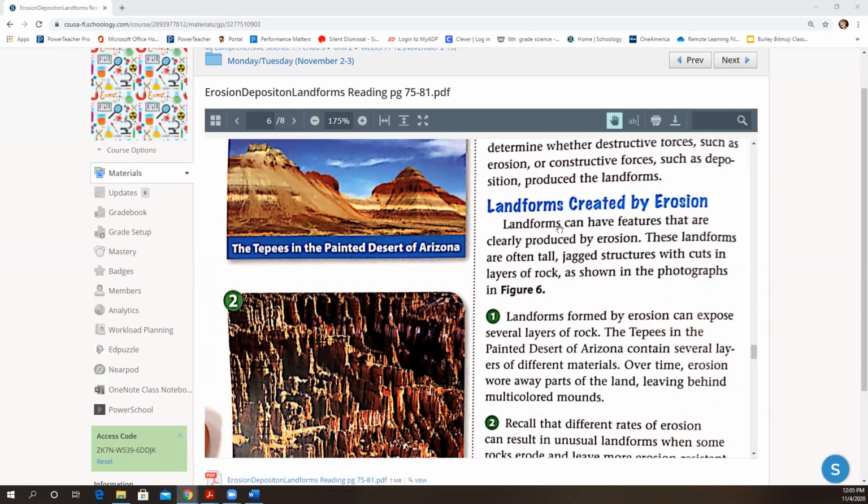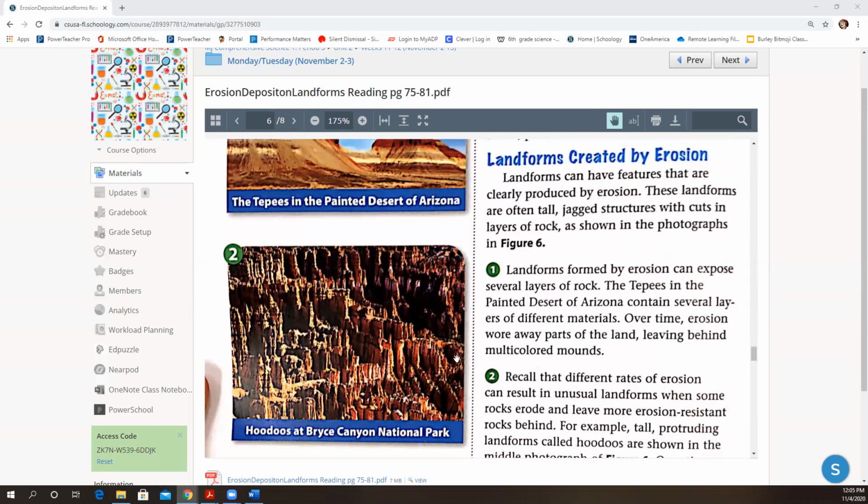Landforms created by erosion. Landforms can have features that are clearly produced by erosion. The landforms are often tall, jagged structures with cuts and layers of rock, as shown in the photograph in Figure 6. Landforms formed by erosion can expose several layers of rock. The teepees in the Painted Desert of Arizona contain several layers of different materials. Over time, erosion wore away parts of the land, leaving behind multicolored mounds.